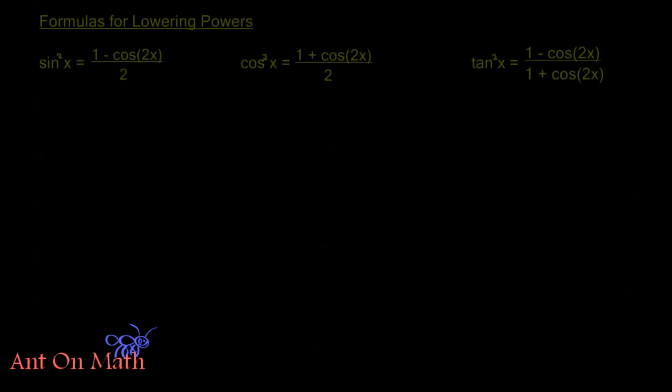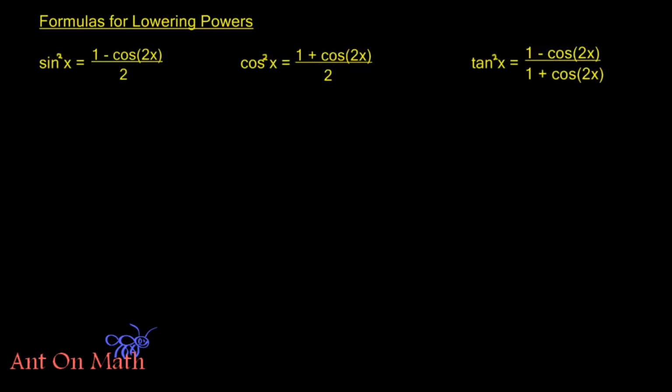Welcome back to Anton Math, and in this video we're going to be introducing some new trig identities, and we call these the formulas for lowering powers. Now if we have a square of sine, cosine, or tangent and we need to lower it down so that there's no powers, so that everything's just at power 1, we can use these formulas to do so.